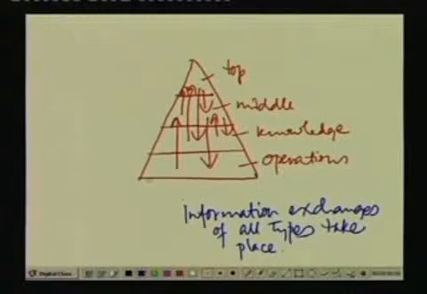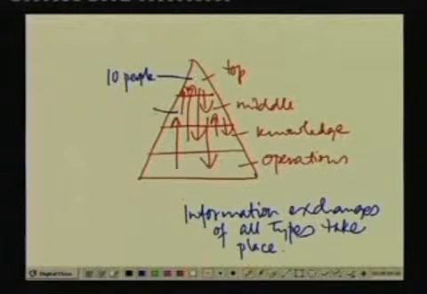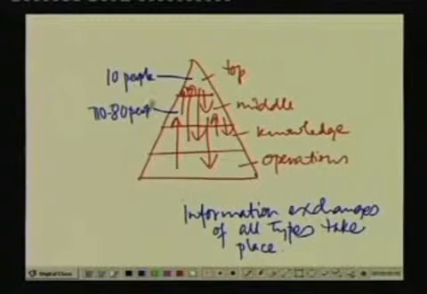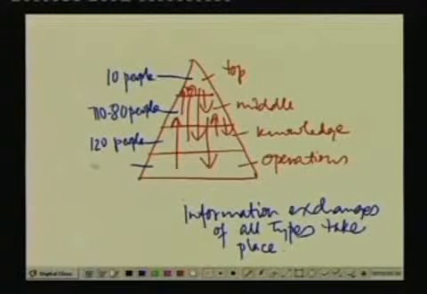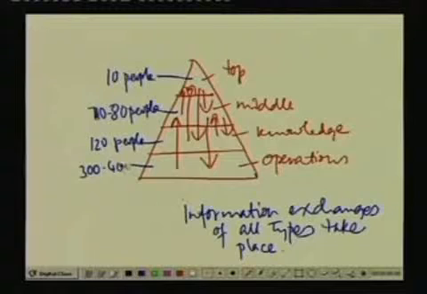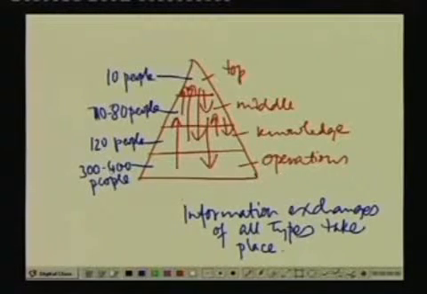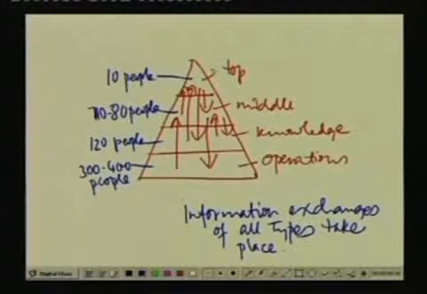transactions. Size wise, if you have, let us say, 10 people at the top level, the middle level in a large organization may have somewhere between 70 to 80 people, the knowledge level maybe around 120 people, and the operational level from the management point of view may have quite a large number, say 300 to 400 people. So if the entire report generated by 300 to 400 people lands as it is with the 10 top management people, there will be information overload. They just cannot manage the huge amount of information as it is.